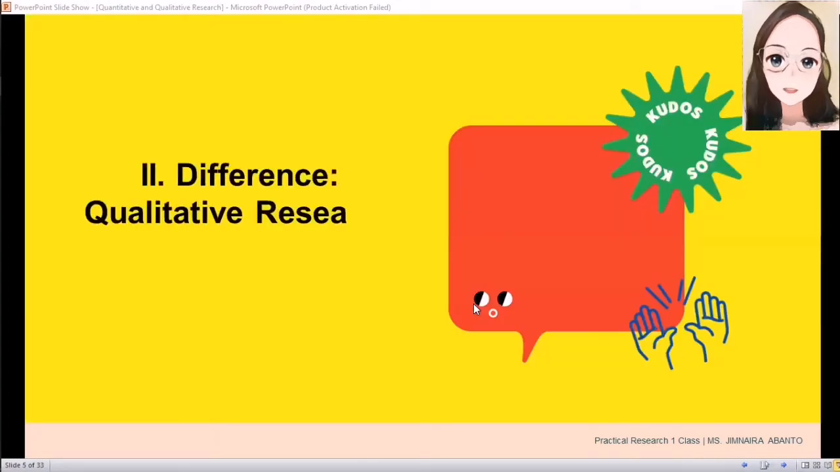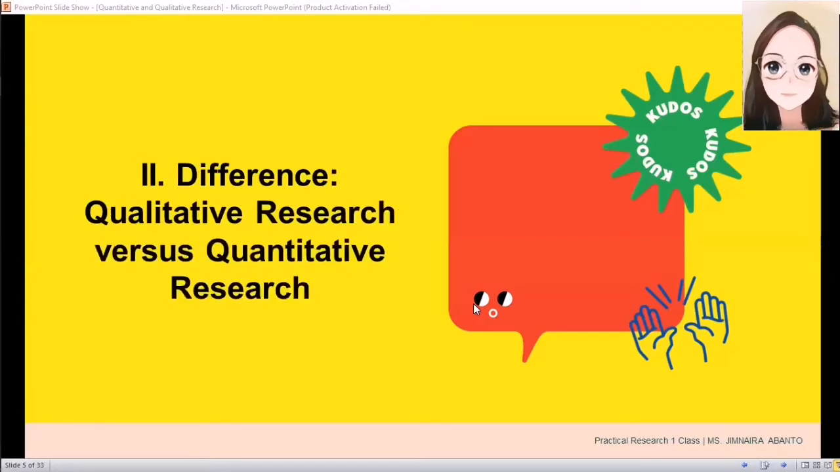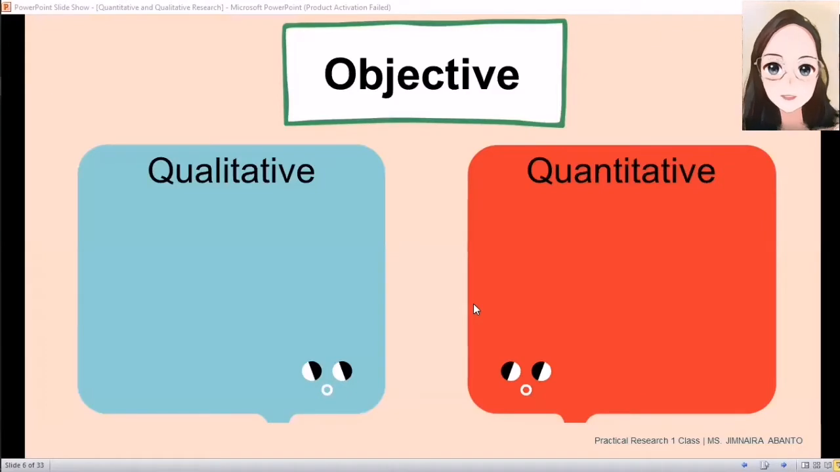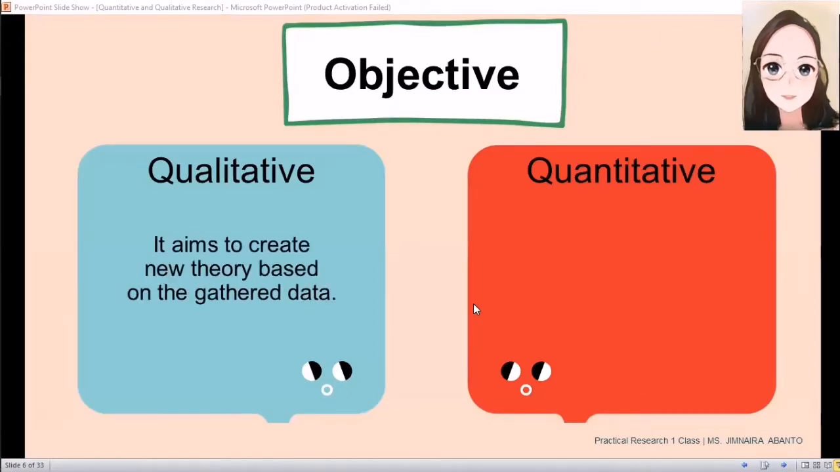So now, what are the differences between qualitative research and quantitative research? Number 1, in terms of objective, qualitative research aims to create new theory based on the gathered data. It is fact-finding research used to gain understanding of individuals' differences in terms of feelings and experiences. So it promotes a deep, holistic understanding of a particular phenomenon.